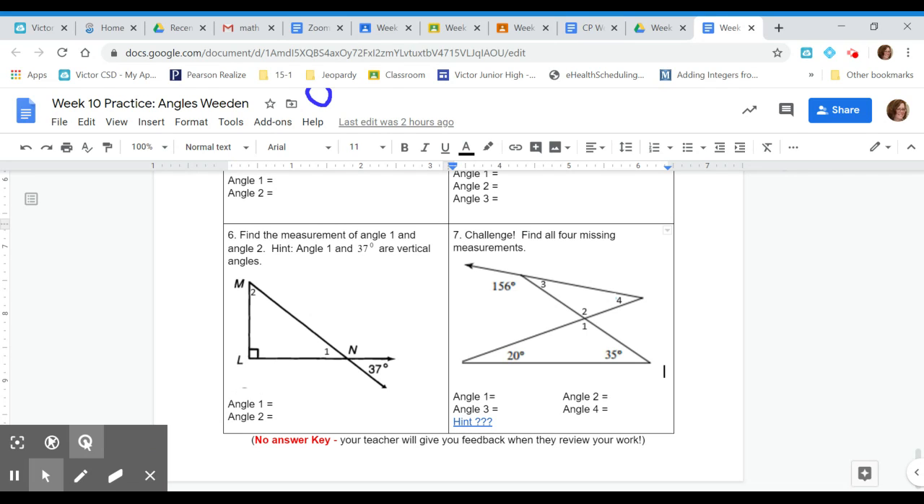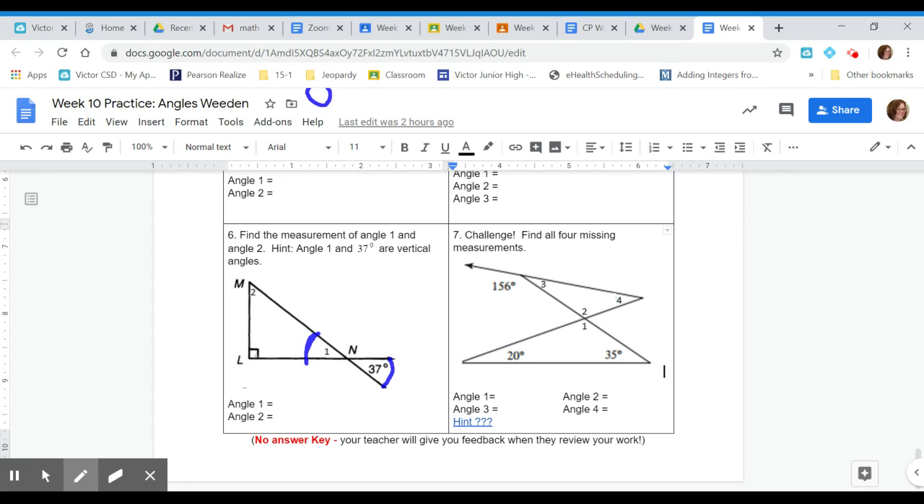When we get to number 6, we're going to have to use our rules again. You're going to have to put your mind to it, and sometimes it's a little bit difficult, so let's look at it a piece at a time. If this one here is 37, then this one here must be the same thing. Once you know angle 1, you know that L is 90 degrees. You can then figure out what angle 2 is, remembering they have to add up to 180.